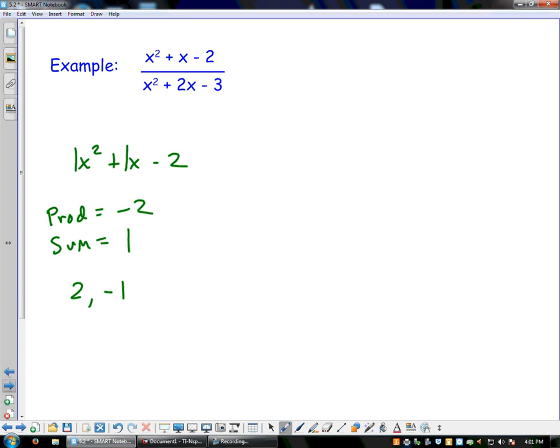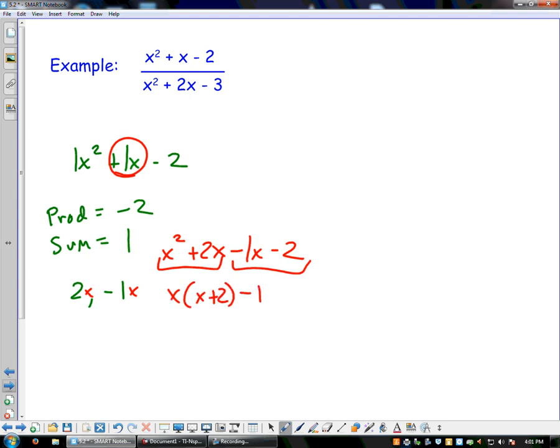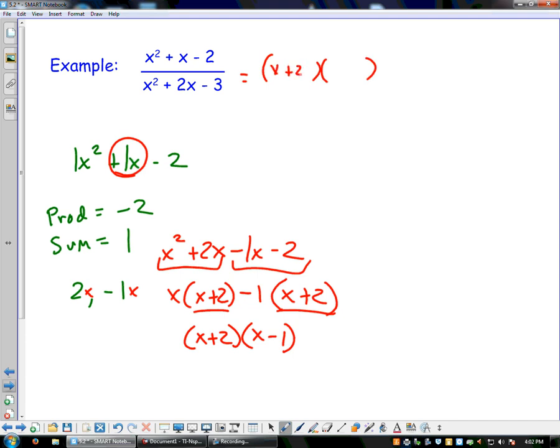So we can take out the x term and rewrite it with these two. So 2x and a minus 1x. We've got x squared plus 2x minus 1x minus 2. Factor by grouping. We get x times x plus 2 minus 1 times x plus 2. We've got the same thing here, so we can rewrite this as x plus 2 times x minus 1. And if you could just see that without doing the product sum, that's fine also. So far we have x plus 2 times x minus 1 in the numerator.